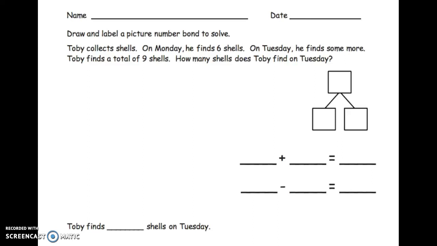Now you are ready for Lesson 30 Exit Ticket. You need to get this piece of paper and a pencil. Pause the video if you need to get your materials together.